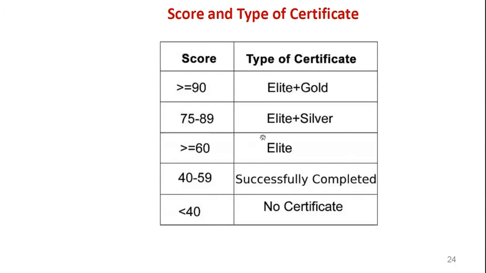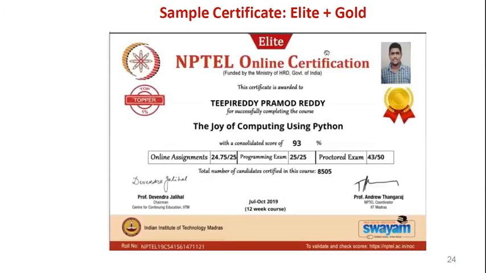Now see the sample certificates of all these categories. Now you can see this is the elite plus gold category. So for elite plus gold, the percentage is greater than or equal to 90. So here the overall score is 93 percent. Now here, at the top middle of the certificate, the elite logo is there. Then if it is gold, they will simply add a badge with gold color. Here you can see gold color is there. So this shows elite plus gold.